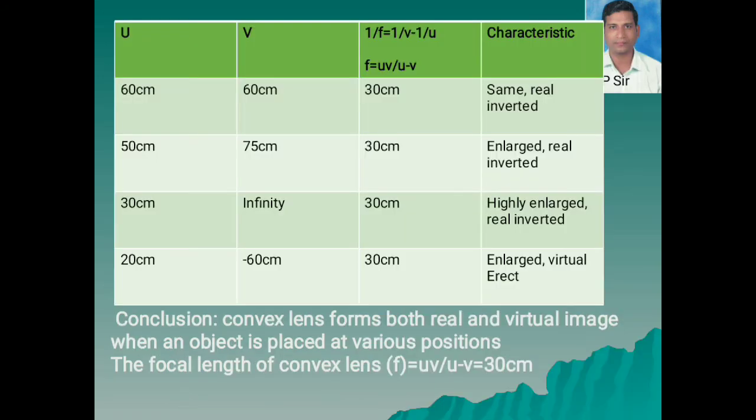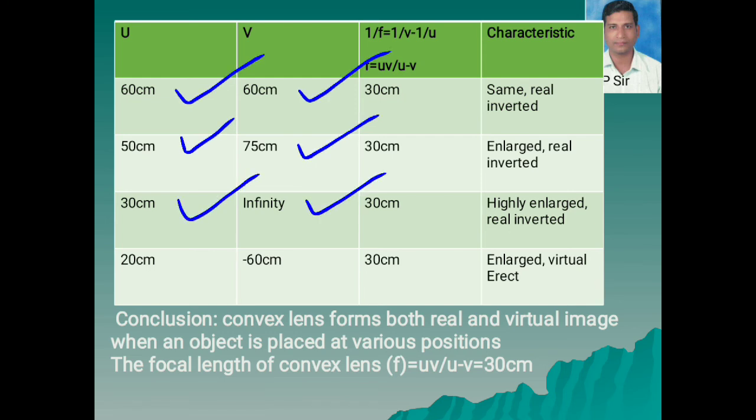Now record the values in the given table. Object distance 60 centimeters, image distance 60 centimeters; object distance 50 centimeters, image distance 75 centimeters; object distance 30 centimeters, image distance infinity; object distance 20 centimeters, image distance minus 60 centimeters.